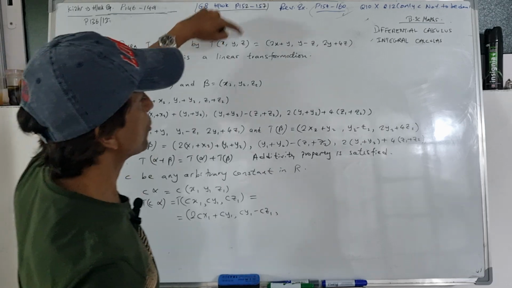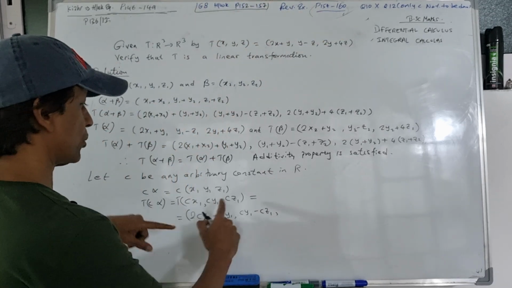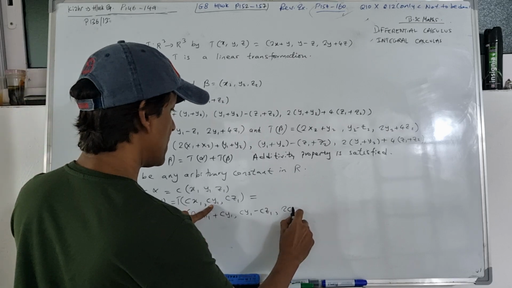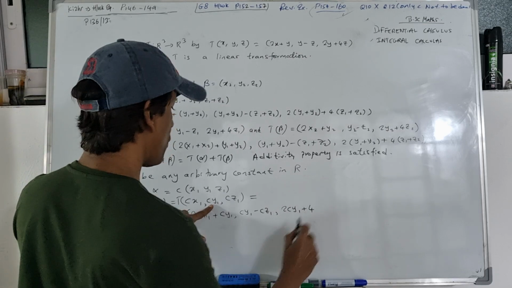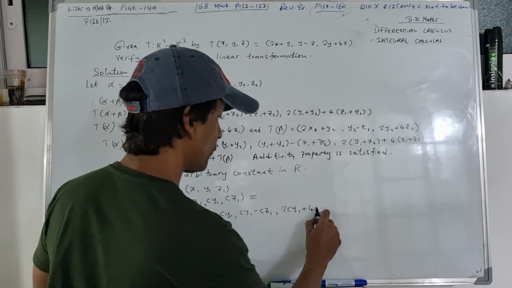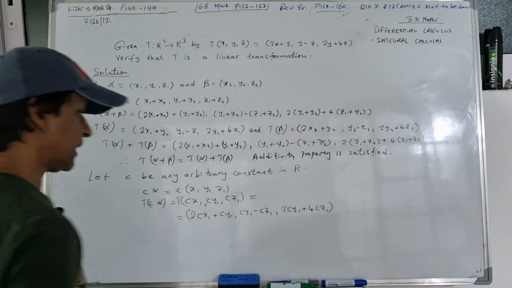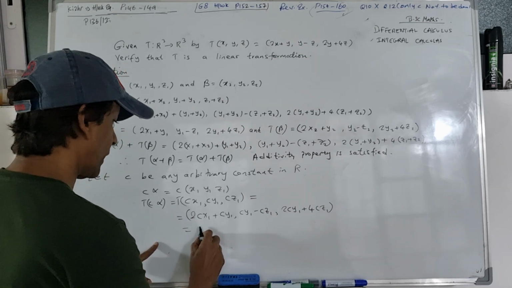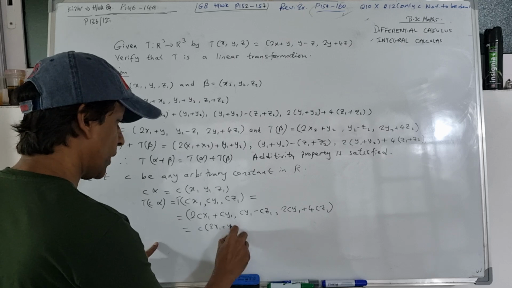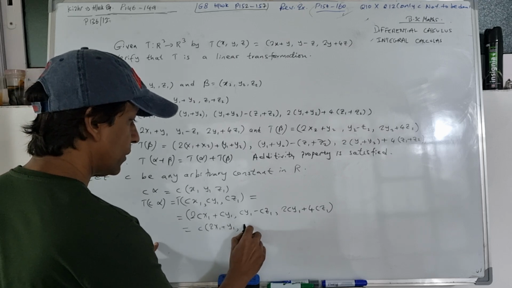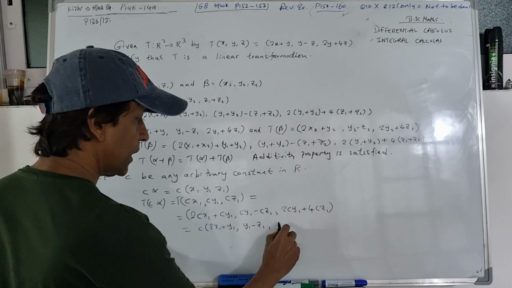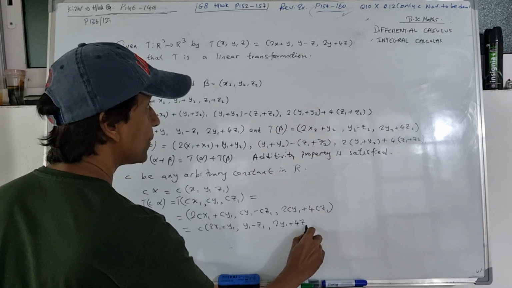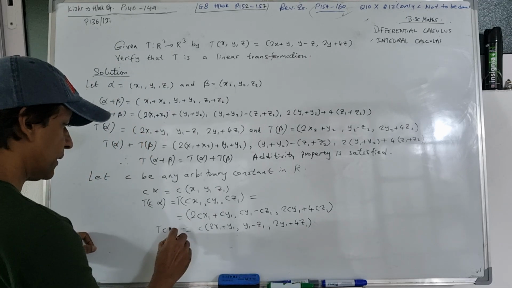And then z transforms into 2y plus 4z. So cz1 transforms into 2cy1 plus 4cz1. That's my transformation. If I put the c outside, I get c times 2x1 plus y1, then y1 minus z1, and then 2y1 plus 4z1. Now this is my transformation on C alpha.